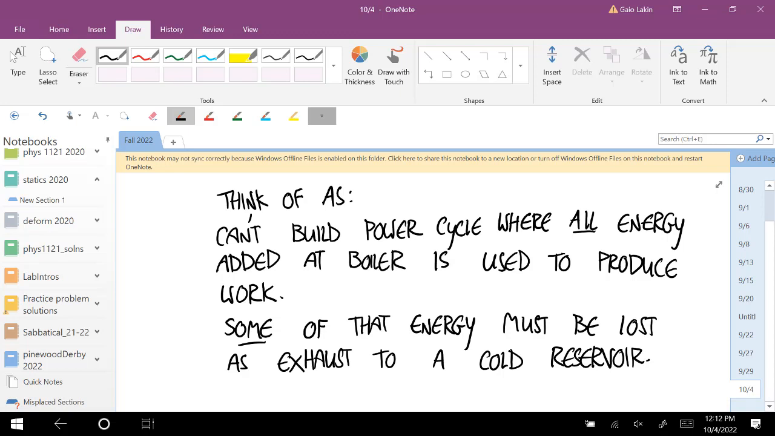And so this is going to tell us a little bit about what's required for a power cycle, what's required for a refrigeration cycle, and then we're going to use that to define efficiency of these machines, come up with ideal efficiencies that we can compare the efficiency of actual machines to.